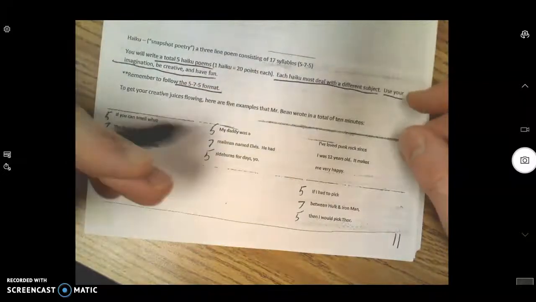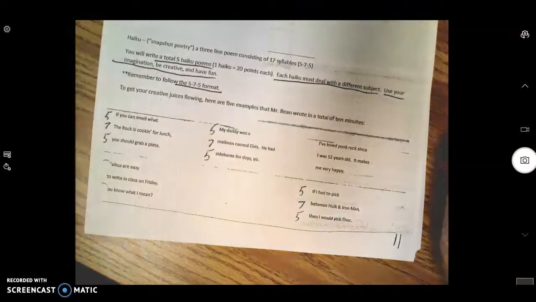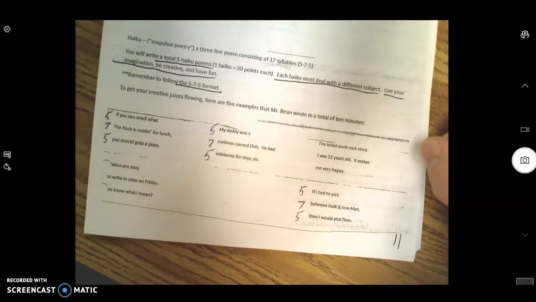And then it says I got 5 examples that Mr. Bean wrote in 10 minutes. So if I can do this in 10 minutes, anybody can do this, okay? So I'm going to show you guys how easy it is to do. I'm going to do one right now for you.